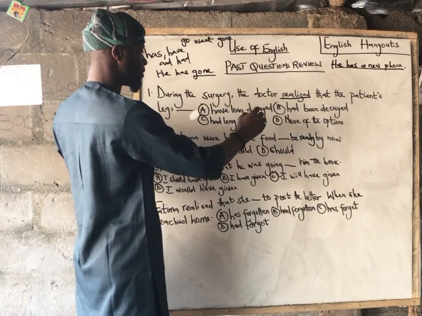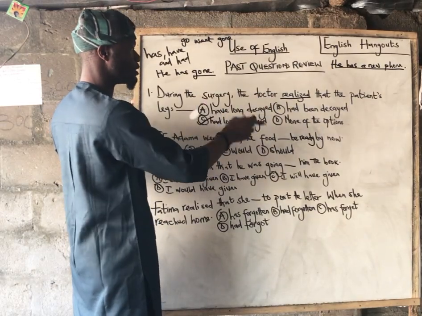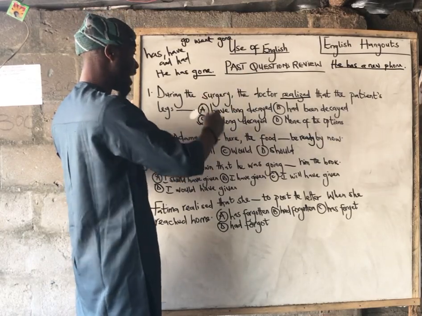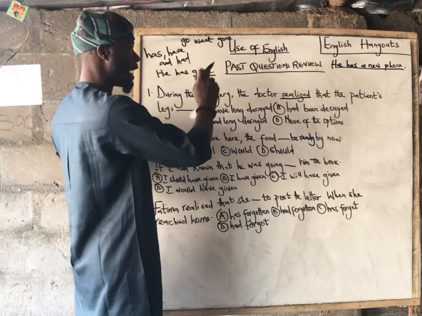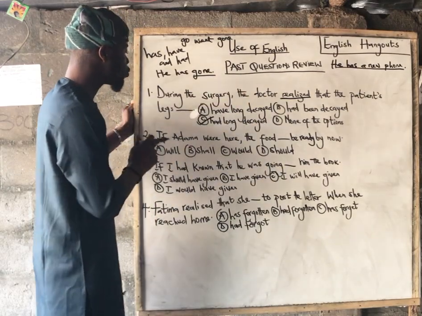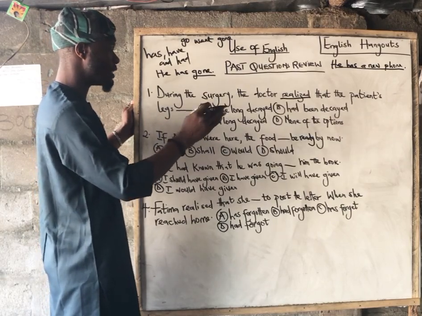The appropriate answer to fill in the gap is C, had long decayed. During the surgery, the doctor realized that the patient's leg had long decayed. Had is the past tense of both has and have. So for question 2, we have: if Adama were here, the food dash be ready by now.